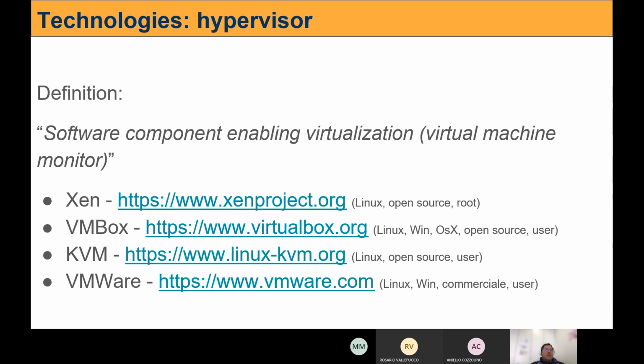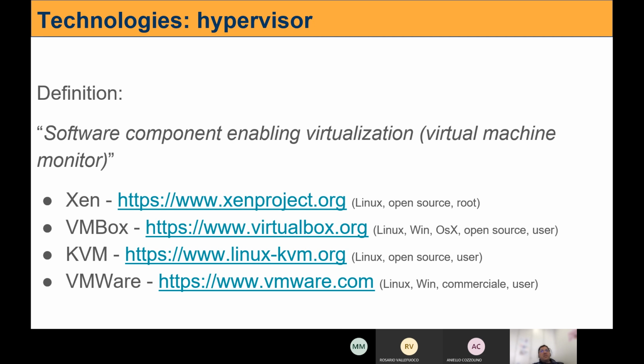And virtualization in cloud computing works thanks to a software component called the hypervisor. The hypervisor enables the virtualization. It is also called a virtual machine monitor. We have many hypervisors. One of the oldest is Xen. Xen is a kernel level hypervisor, and it works on the root level, of course. It's open source, and it works only on Linux. And Amazon Web Services has a customized version of Xen.